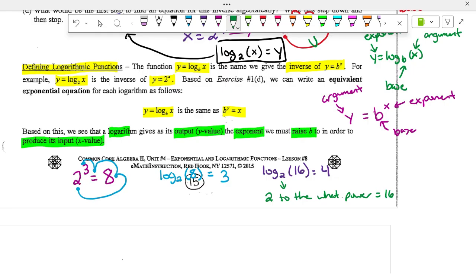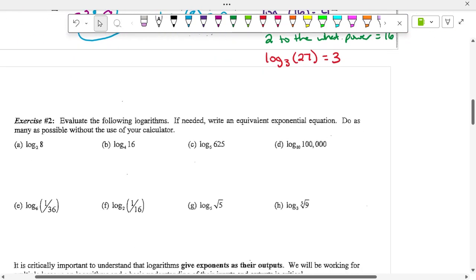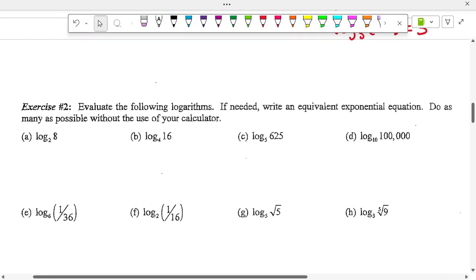So if I said log 3 of 27, what would it equal? 3. Because you would say this as 3 to the what power is 27? Well, 3 cubed is 27. Does that make sense how to evaluate that log? All right. So let's do some more evaluations. Now, these are some that you can do without a calculator.